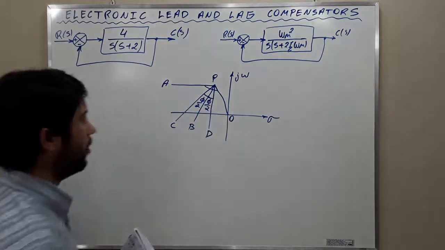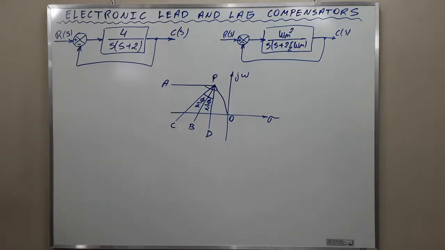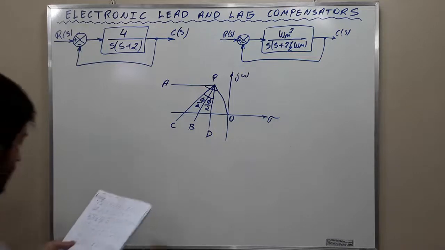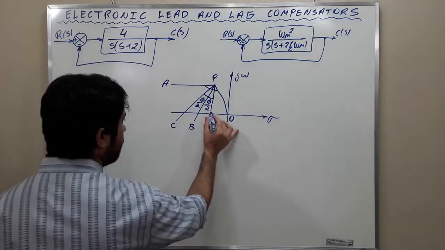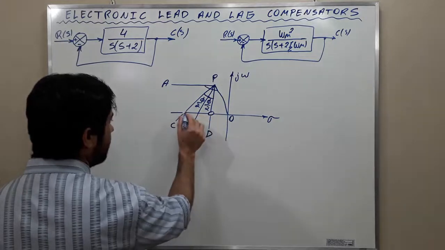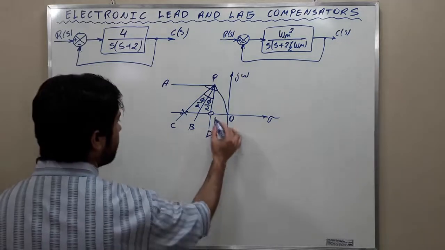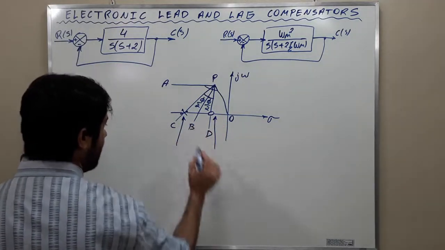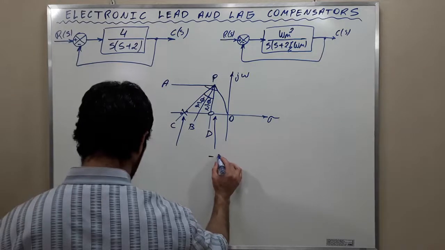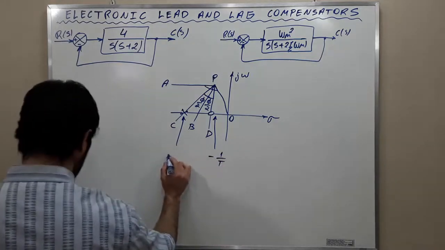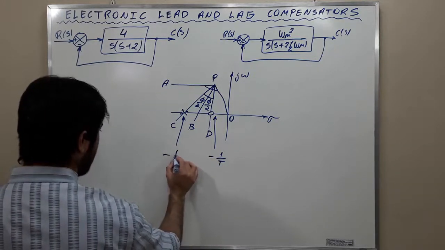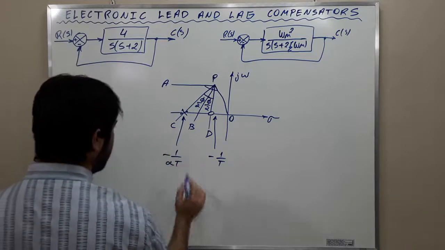Remember that the angle phi is the angle that the compensator will contribute to the system so that the angle condition is satisfied. Here we're going to have a zero, and here we're going to have a pole. This zero here and this pole here are, the zero is minus 1 over T, and the pole is minus 1 over alpha T.